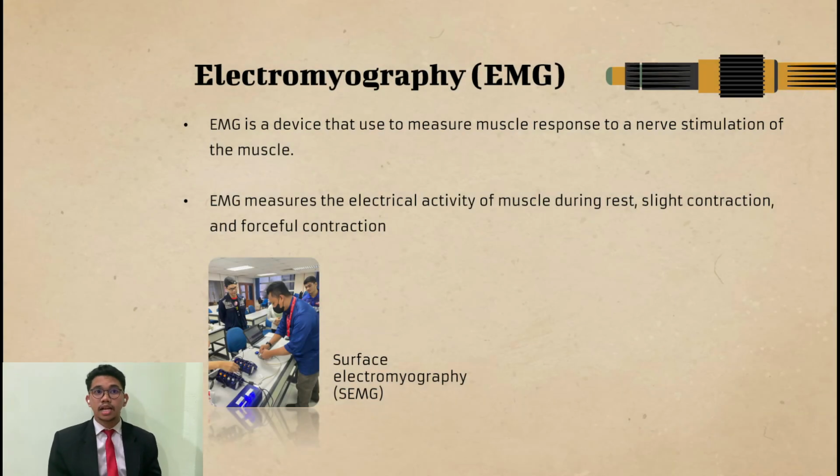EMG is a device used to measure our muscle response to a nerve stimulation of the muscle. The test is used to help detect neuromuscular abnormalities. EMG measures the electrical activity of the muscle during rest, slight contraction, and also forceful contraction. The figure below shows the EMG, also known as surface electromyography, that will be used during the experiment.